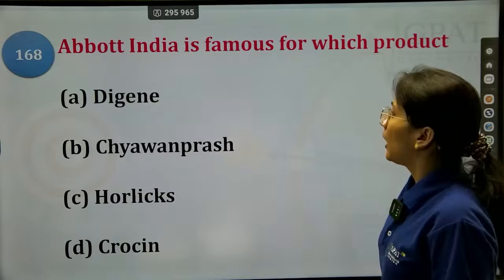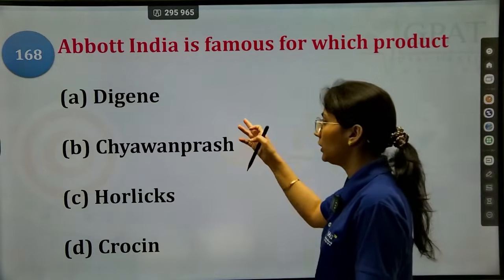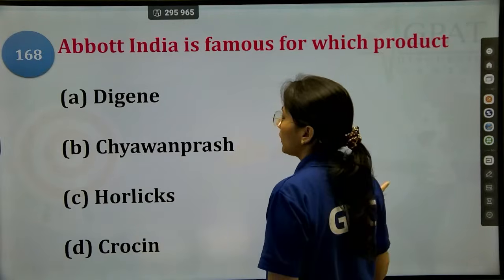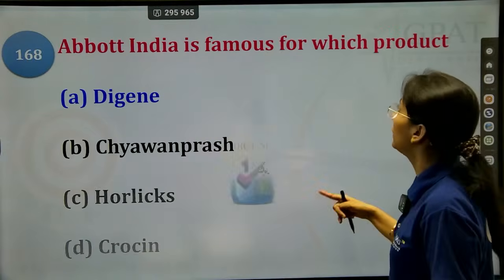Next is, Eno is famous for which product? Digene, Chyawanprash, Horlicks, Crocin. So the answer is what? That is Digene.